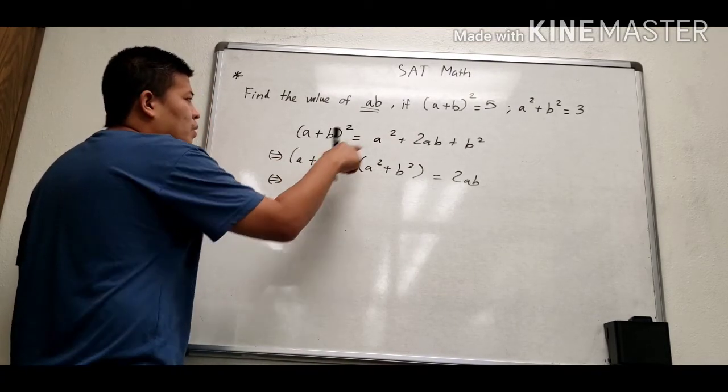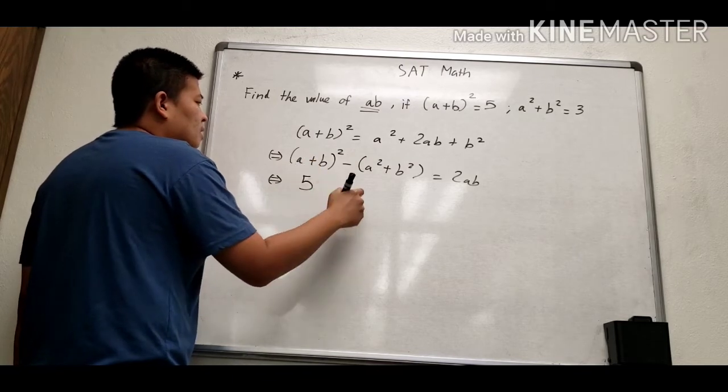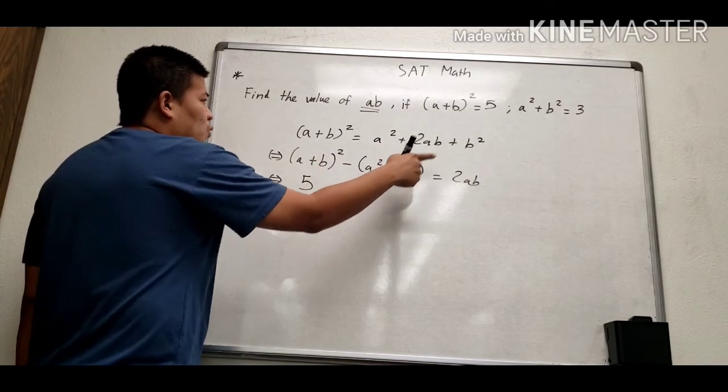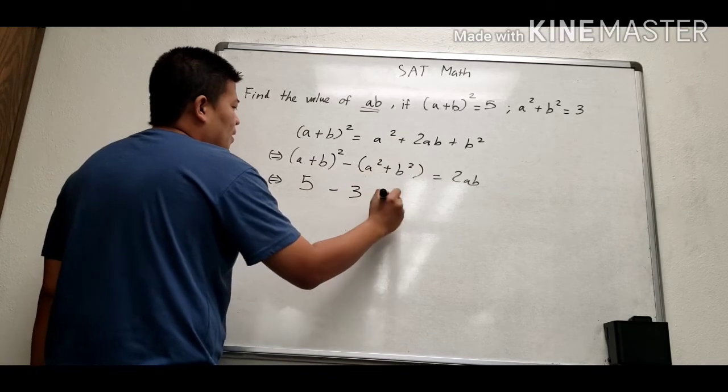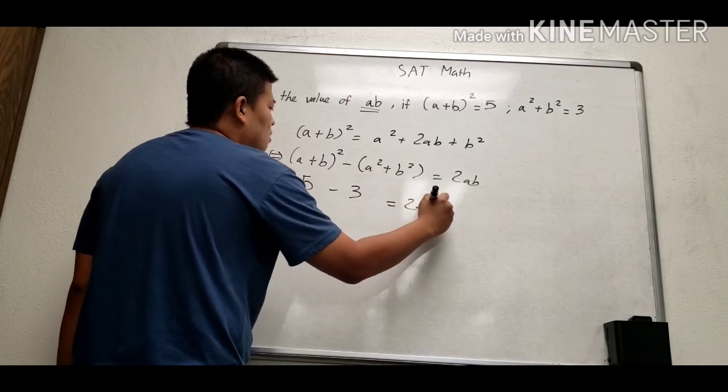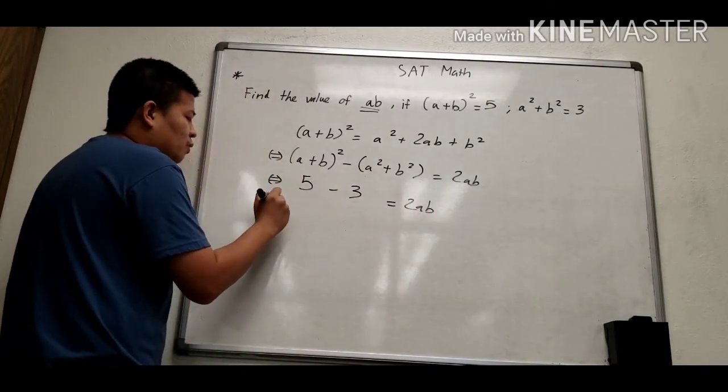A plus b power 2 is 5. A power 2 plus b power 2 is 3. We have 5 minus 3. 5 minus 3 is 2.